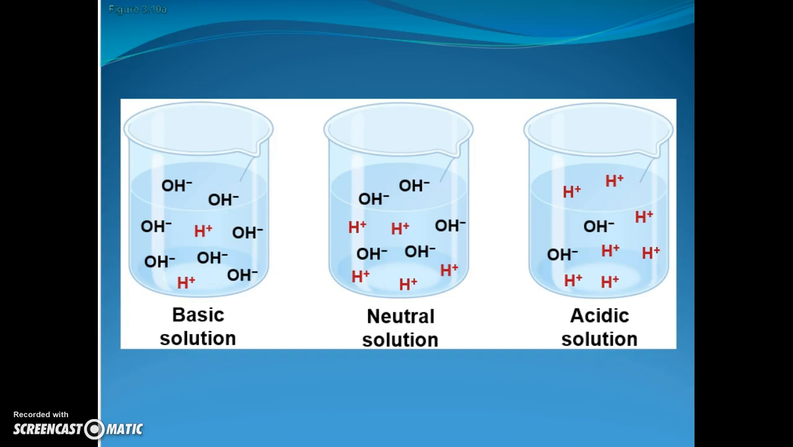This is another picture showing the actual ionic composition of the different types of solutions. So starting with our neutral, you can see we have an equal balance between the hydrogen ions and the hydroxides. And then when we go acidic, we have a higher concentration of these hydrogen ions, and then we have a very low concentration of hydrogen ions in a basic solution.